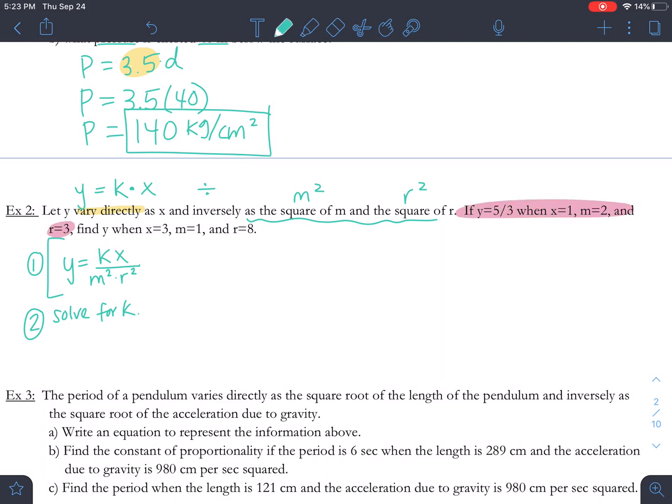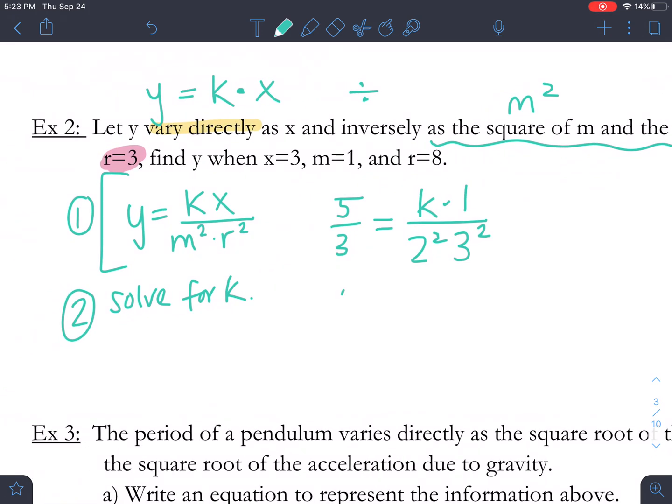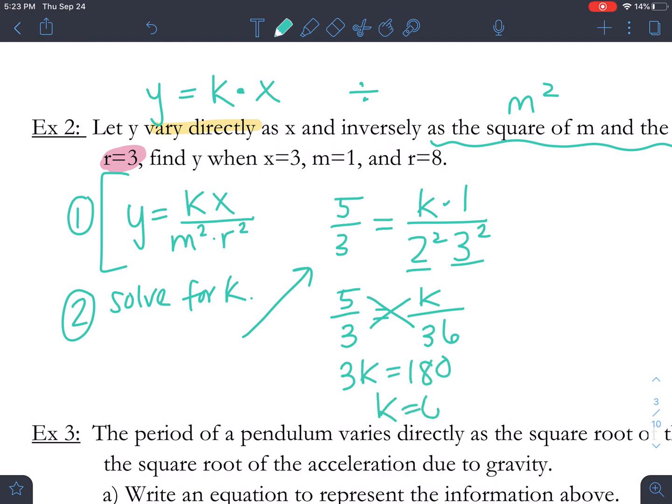So it gives us a scenario, if this is a situation. So if y is equal to 5/3, so we're solving for k, it says x is 1, m is 2, and r is 3. Okay, we're going to find k first. So 5/3, this is what we're doing up here. This is equal to k over, this would be 4 times 9, which is 36. Easiest thing to do here, just cross multiply. 3k is equal to 180. So k is equal to 60.